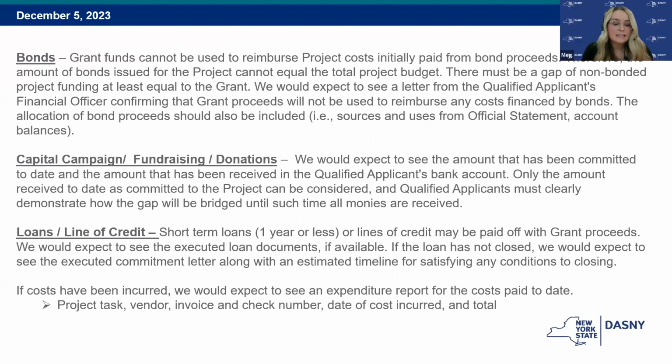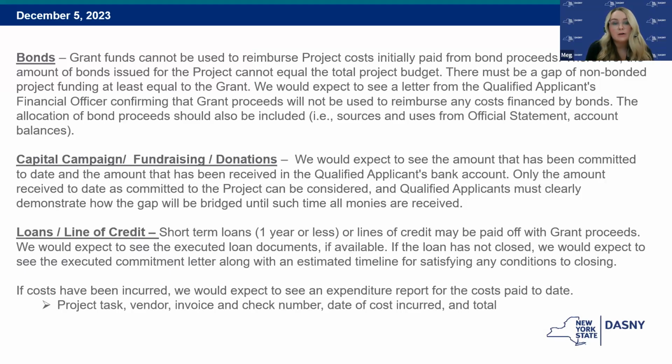Bonds. Grant funds cannot be used to reimburse project costs initially paid from bond proceeds. Therefore, the amount of bonds issued for the project cannot equal the total project budget. There must be a gap of non-bonded project funding at least equal to the grant amount. We would expect to see a letter from the qualified applicant's financial officer confirming that grant proceeds will not be used to reimburse any costs financed by the bonds, and the allocation of bond proceeds should also be included. For example, sources and uses from the official statement and account balances.